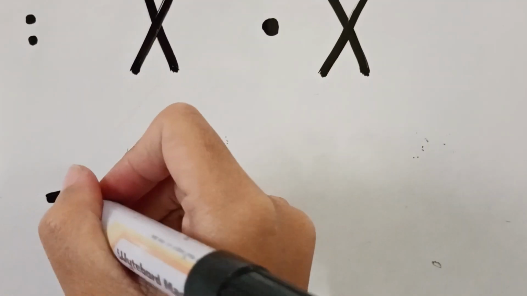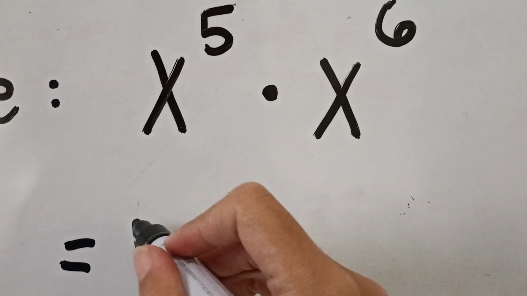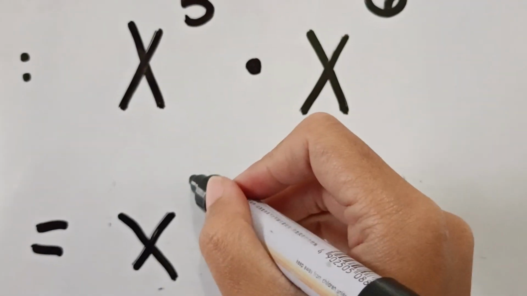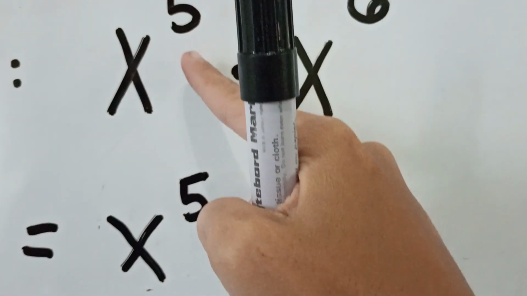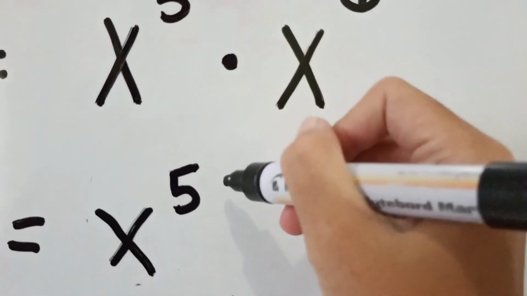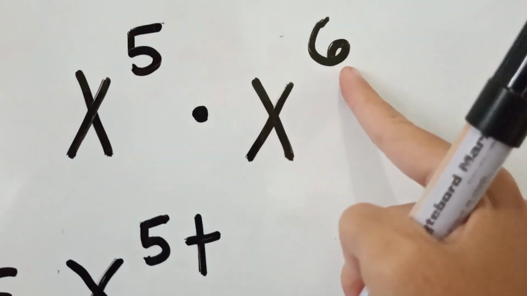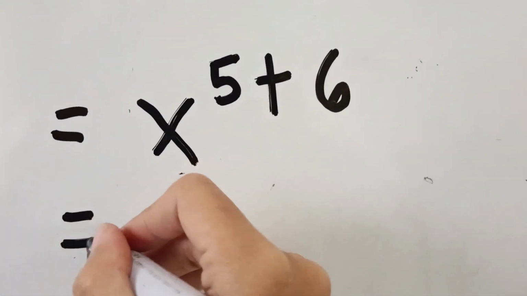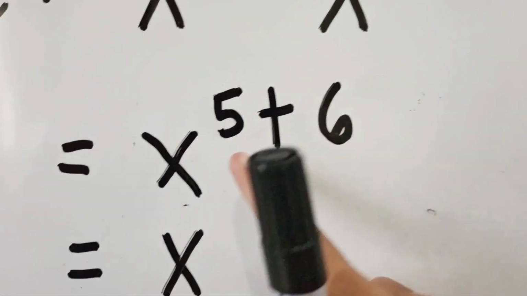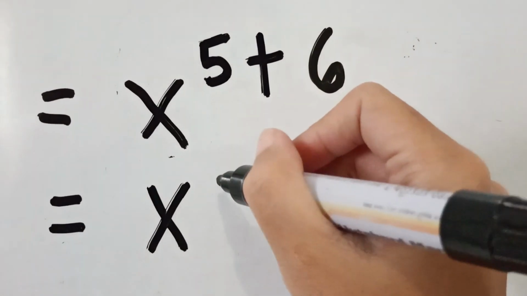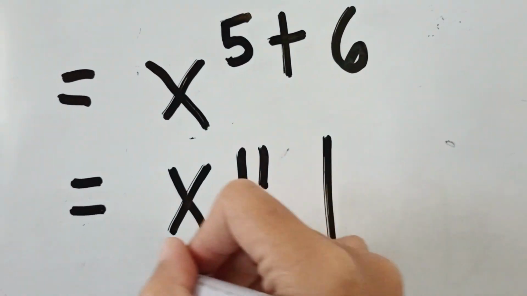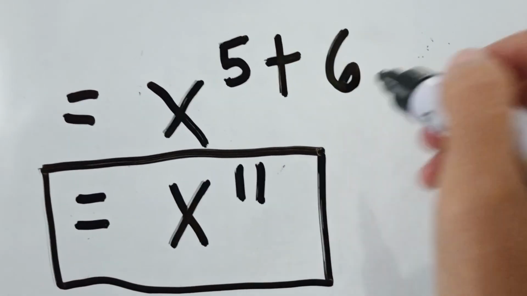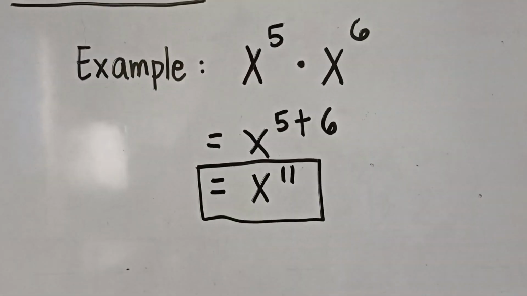So all we need to do is copy the variable, and then we copy the exponent, which is 5, and we will add it with the other exponent, which is 6. Now copy again the variable x, and then we add 5 plus 6, that is 11, and the answer is x to the power of 11. That's how we do the product law.